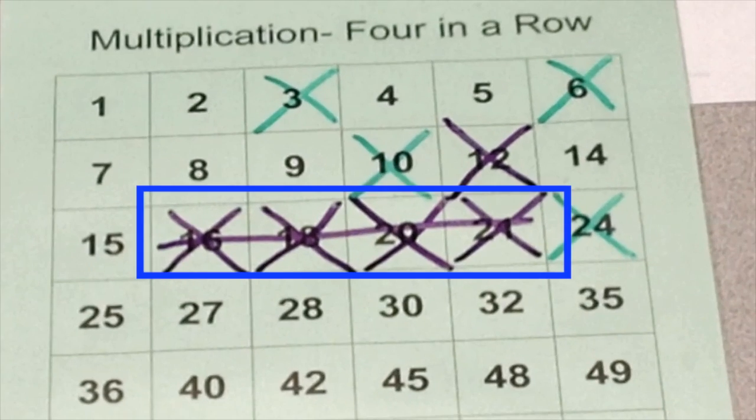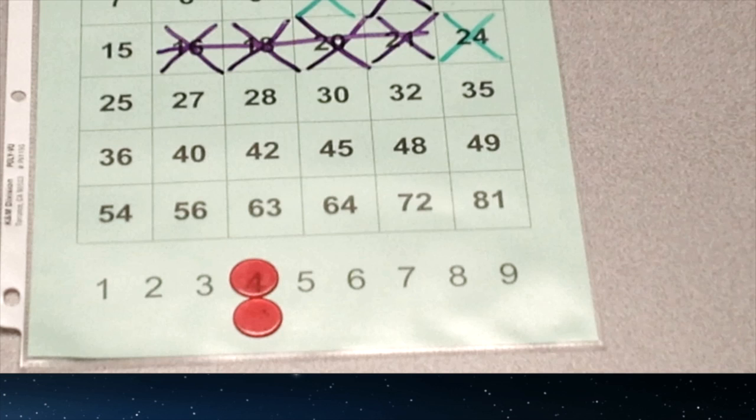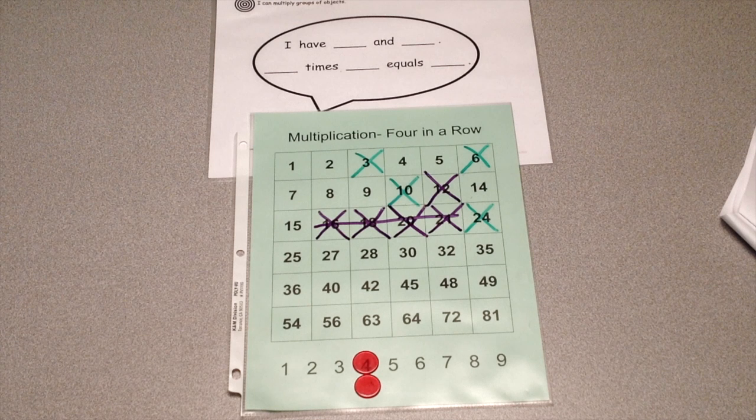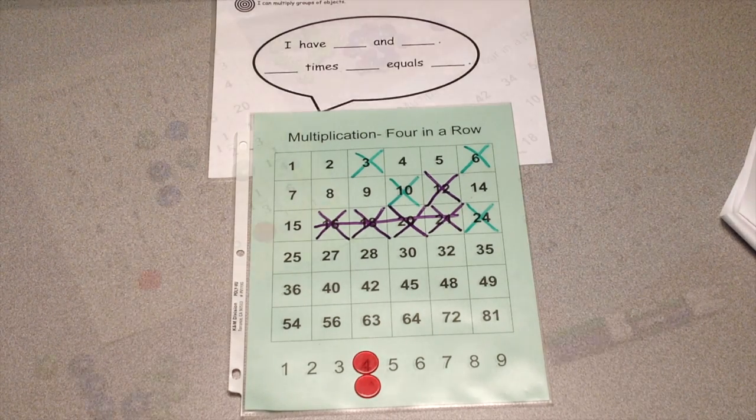Play continues until one of the players makes a row of 4 in any direction, horizontal, vertical, or diagonal. To use the same factor twice, put one game piece under the other. Continue playing until the end of the station time. If players complete a game, they can clear the board and begin again.